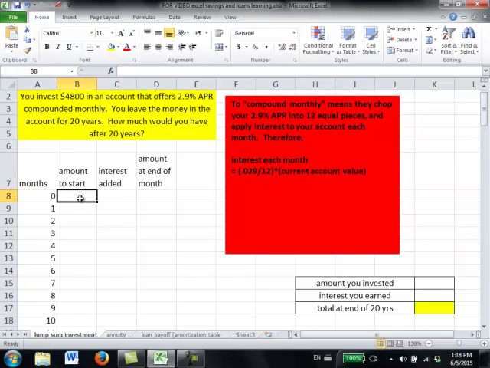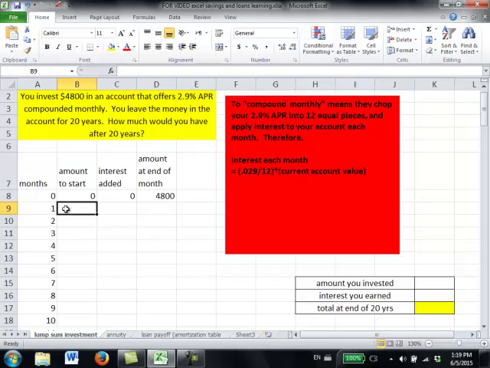So let's go ahead and fill this table in. So the amount to start, I don't have anything in my account, and then that means I wouldn't add any interest. So 0, 0. The amount at the end of month 0, that's right when I put my money in. So I'm going to put $4,800 into the account to start. So no time's passed. I'm going to go down now to cell B9.